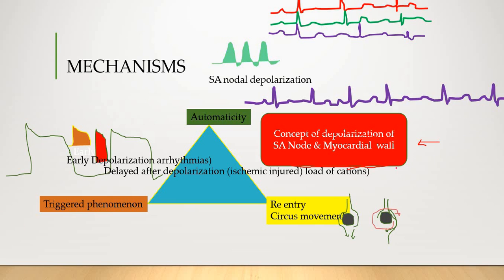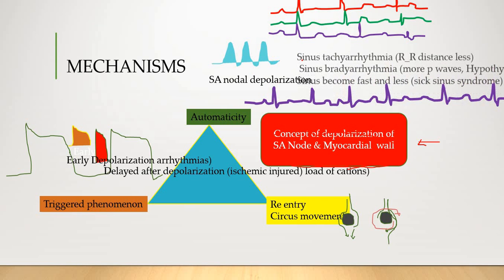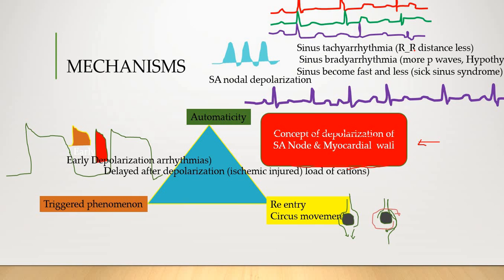But what happens in case of SA nodal depolarization, when a problem is there, so sinus tachycardia, as I discussed, how do you come to know about sinus tachycardia? For example, if this green line of ECG is the P wave, QRS complex, and then the T wave, and the P wave again, and then the QRS complex. So if this is the normal RR distance, what happens in case of sinus tachyarrhythmia? The distance between the P waves is shortened, or you can say the distance between two successive R waves is less than normal. So it means that more beats are there.